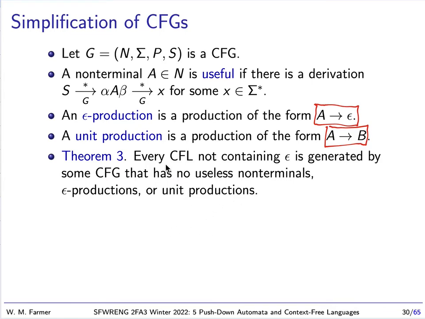And it's pretty easy to prove a theorem which says every context-free language that does not contain epsilon is generated by some context-free grammar that has no useless non-terminals, no epsilon productions, or unit productions. So in other words, we can eliminate all three of these things for any language as long as that language does not contain the empty string.